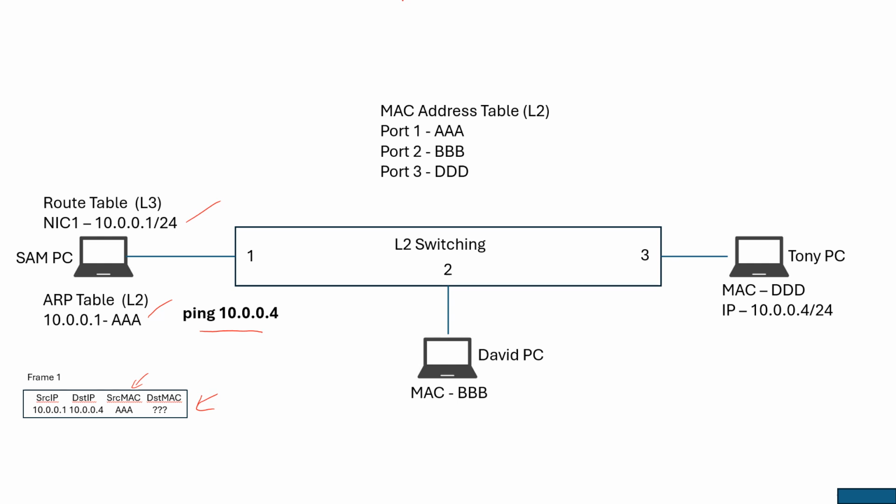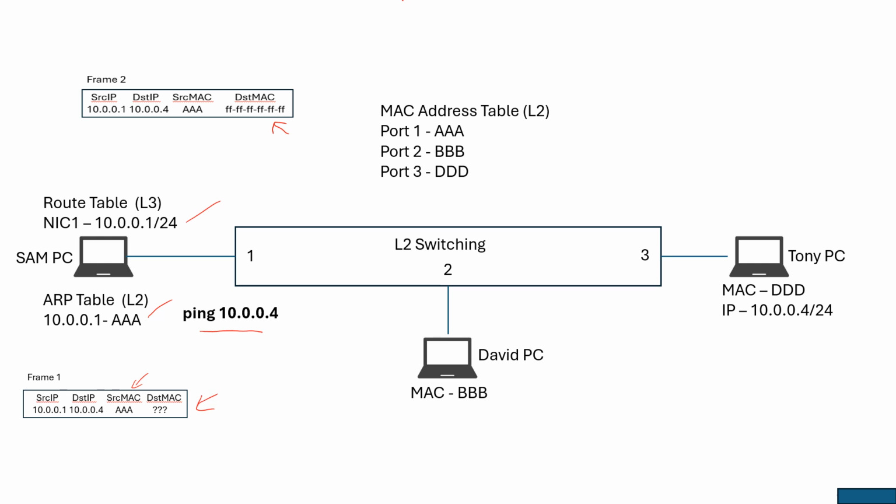Now, here is the most important concept in L2 communication. Since Sam's PC does not know Tony's MAC address, what happens is this PC generates an ARP broadcast frame with a destination MAC of FFFF. If you see over here, this is the destination MAC of FFFF. This frame is also known as the ARP request frame. This is a broadcast frame.